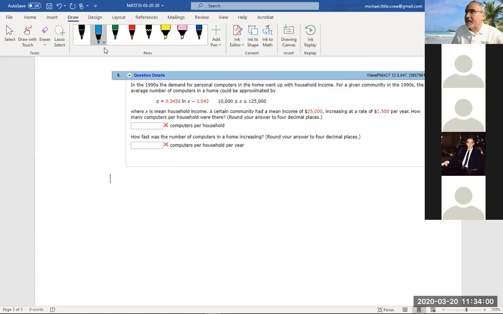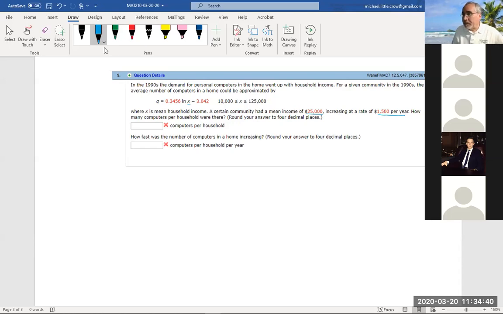We're given this function here. This is the quantity function, so this will give us a quantity. X is the mean household income, so X is the amount of income that a household's making, and the median income for a community. So they're making 25,000, which is in the domain. We're told that at that income, the income itself is increasing at 1,500 per year. How many computers per household were there?